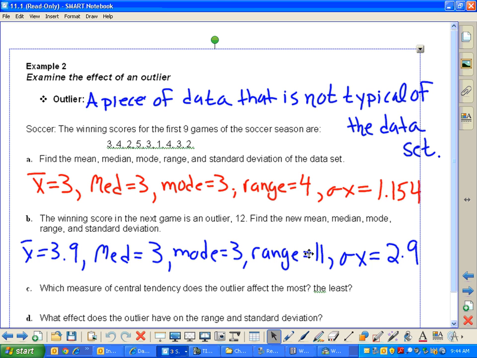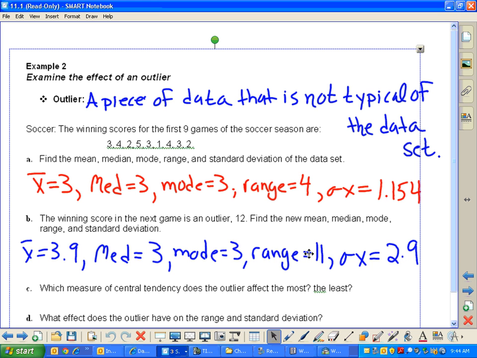This would be the equivalent of you typically being maybe like a C student, and then all of a sudden you get 100% on a test. Because we've had so much data at this point, 100% could be considered an outlier. Median would be 3. Mode would be 3. Interesting. The range is 11, and the new standard deviation would be 2.9.